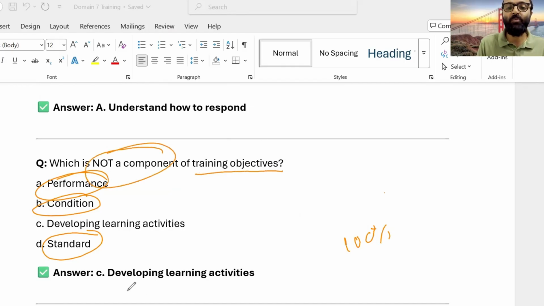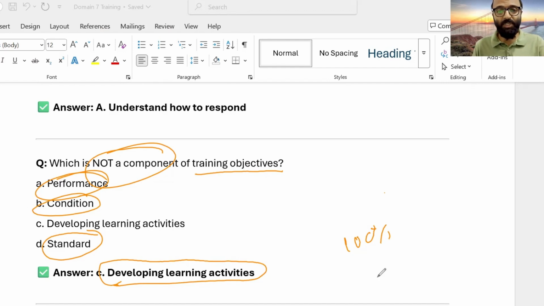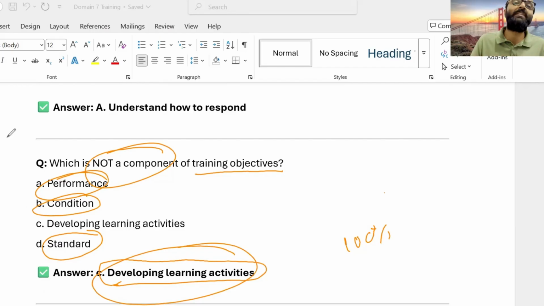Not a component means what? Developing learning activities. Learning activities will not come in the objective, will not come in the training objective. First, you have to understand the objective. Once that objective is set, then you will be developing the training activities and all. That is a different step itself.